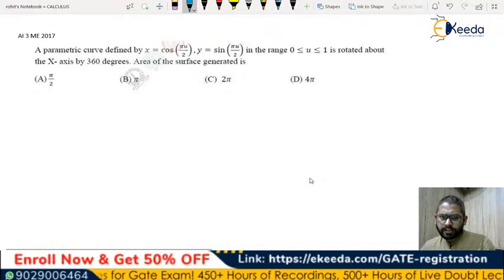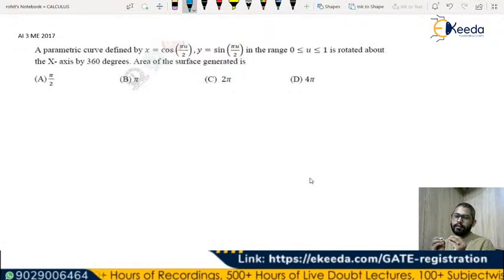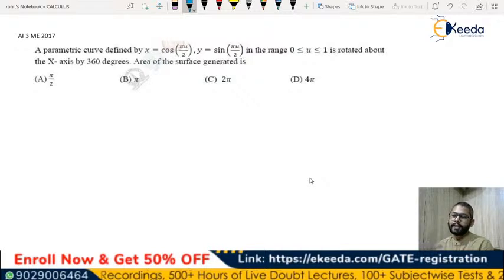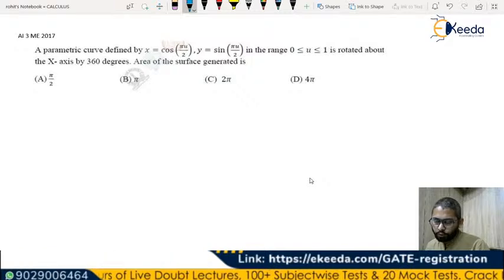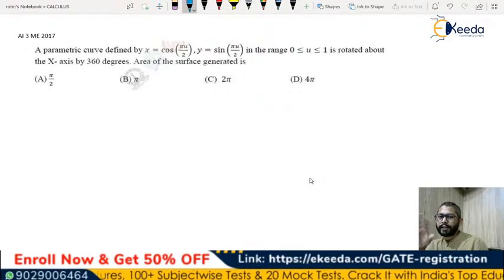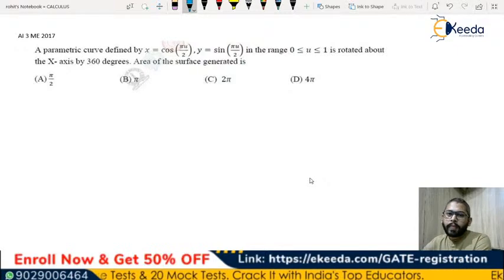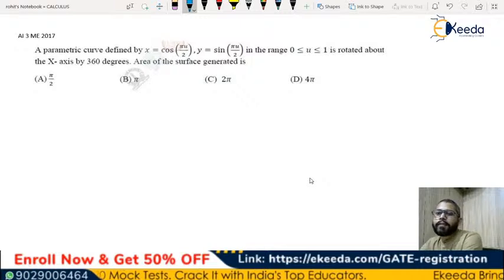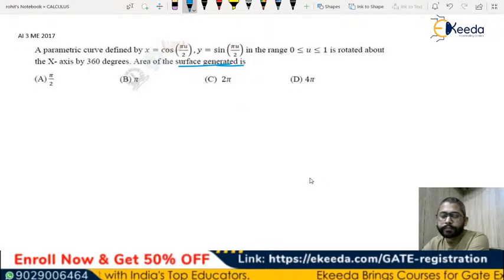A good one. This is a good question. It is a 2 marks question, but you can solve it in maybe 20 to 30 seconds. Just see this. All you need is a little imagination and understanding of the parameters. So in this question we have to find the area of the surface generated. That is what they are asking.